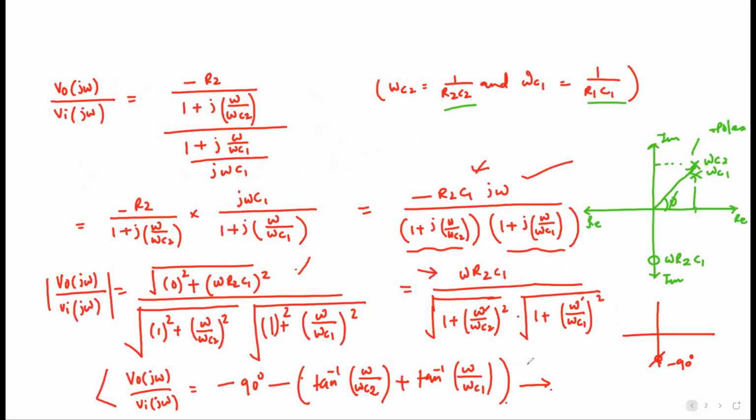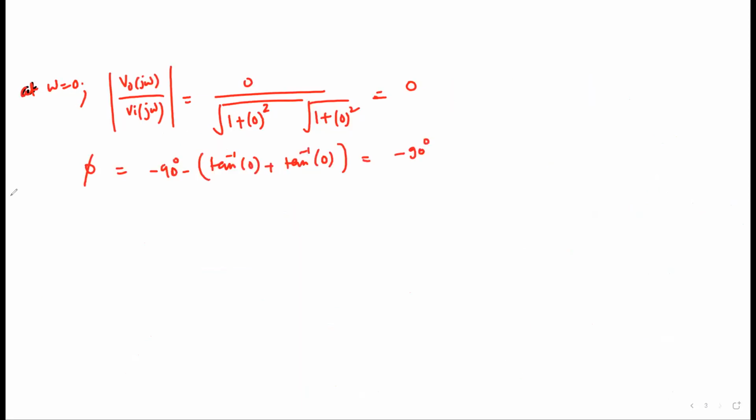So we are focusing upon this equation right here. So omega is 0 here. So this is case one.